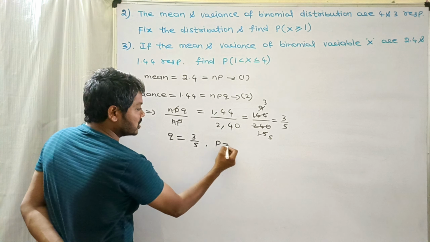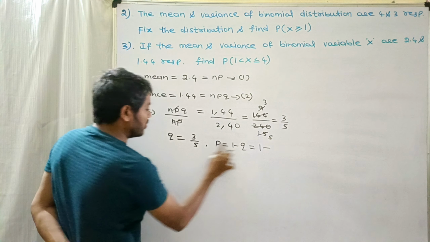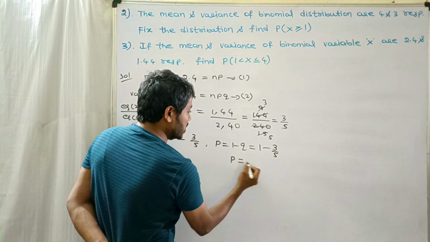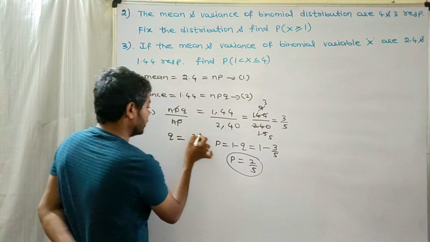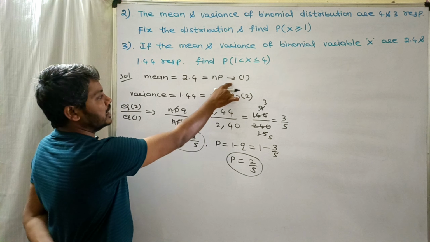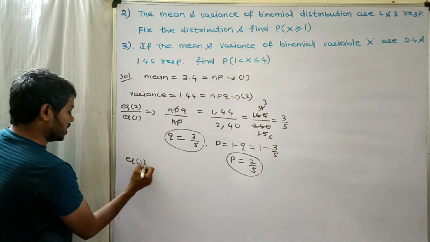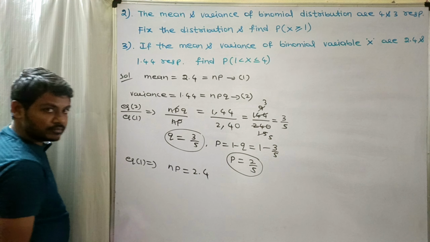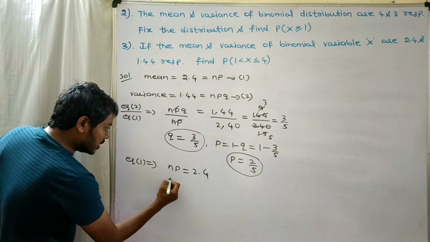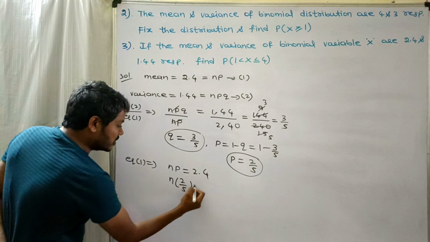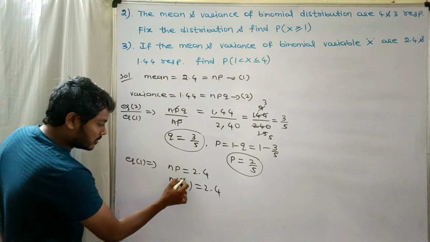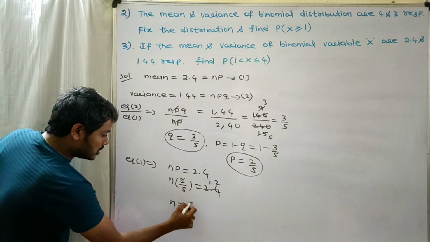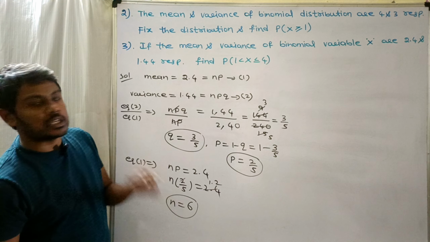Now, p is equal to what? 1 minus q, which is 1 minus 3 by 5. Therefore, p is equal to 2 by 5. Now, substitute the p value in equation 1. Equation 1 implies np is equal to 2.4. What is the p value? 2 by 5. That is n into 2 by 5, which is equal to 2.4, so n is 1.2 into 5, that is equal to 6. Therefore, the value of n is 6.